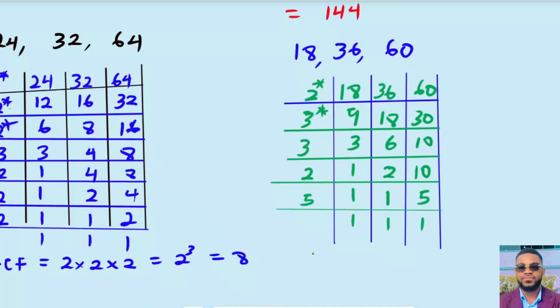So obviously, the highest common factor is equal to the product of 2 and 3. So that's going to be 2 times 3. And that is 6. So that is the highest common factor of 18, 36, and 60.